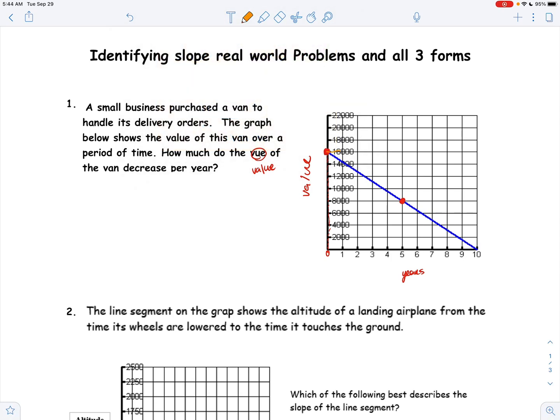So to go from the first point to this point, remember this is our change in y, here's our change in x, and remember, we need to find change in y over change in x to find our rate of change per year. All right, so basically to find the slope. So we go down here 8,000, so that's negative 8,000. And then here we go right 5 years. So this becomes negative 8,000 divided by 5.